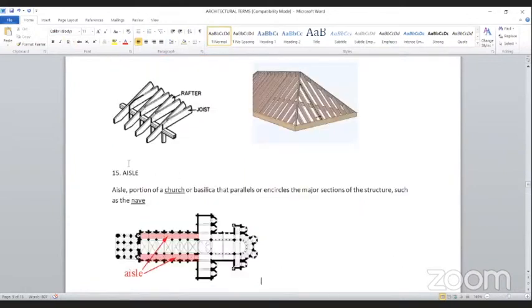Aisle is a portion of a church or basilica that parallels or encircles the major sections of the structure, such as the nave. The middle part I'm pointing at is called a nave. The portion parallel to it, because this is the door, is not encircling it but running parallel. This is called the aisle.